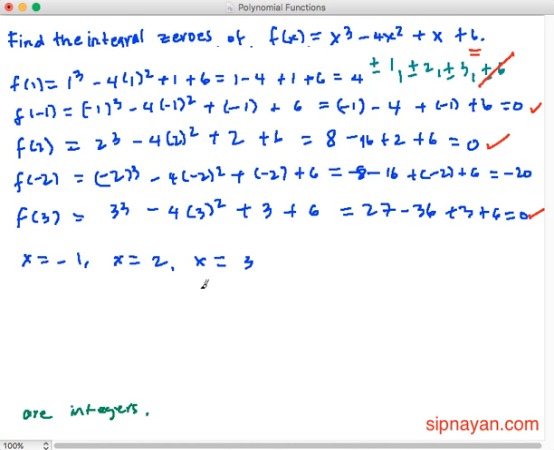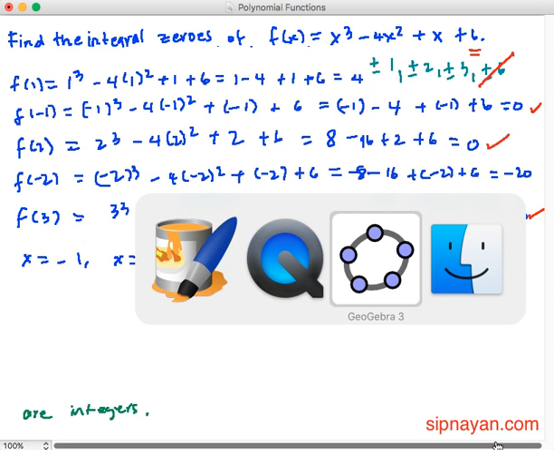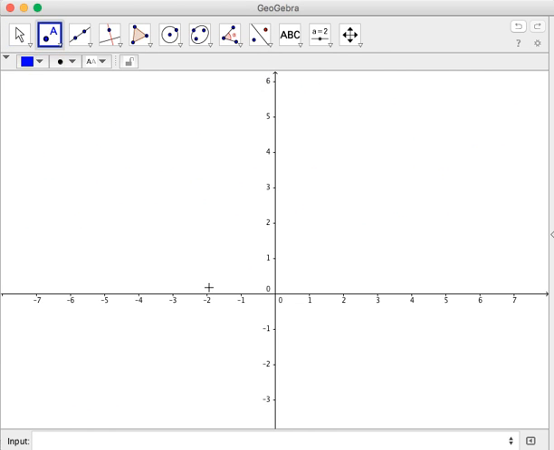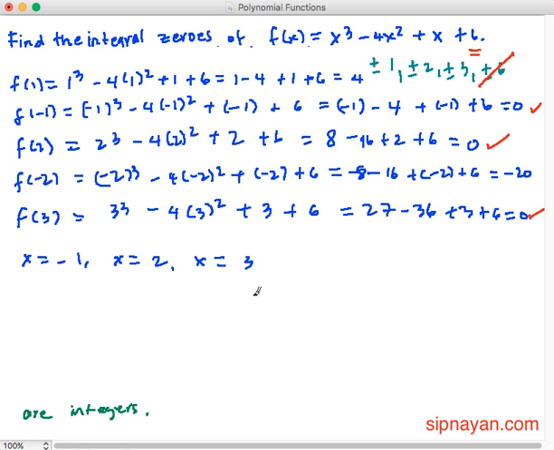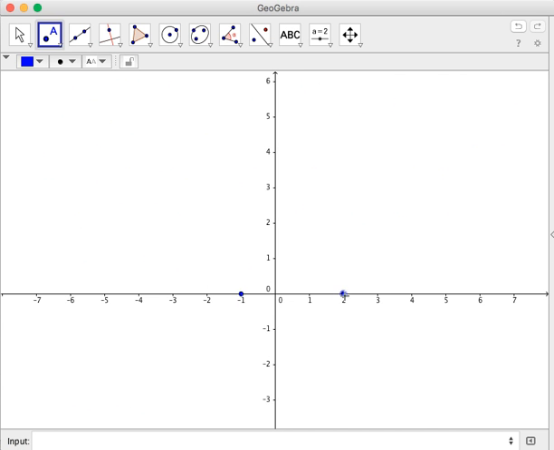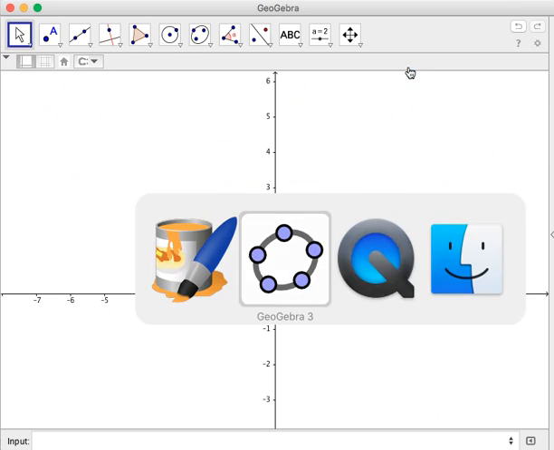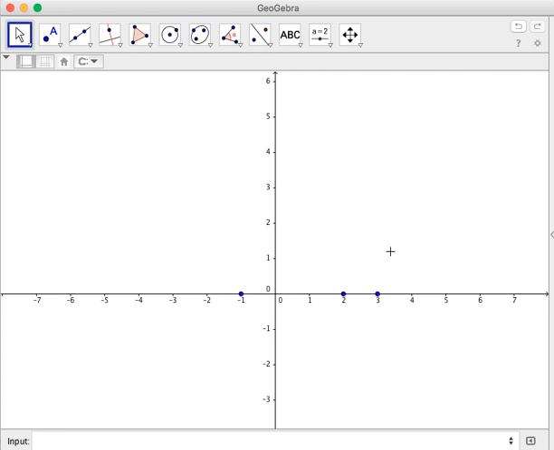Okay? So, pwede natin i-check kung tama tayo by graphing, no? Dapat, yung graph natin dadaan sa x equals negative 1. Root siya, di ba? O zeros. Pag zeros, dumadaan siya dun sa mga points na yon sa x-axis, no? X equals 2, tsaka x equals 3. So, graph natin to. X cubed minus 4x squared plus x plus 6. Dapat dadaan siya dito, no? Sa mga points na yan.